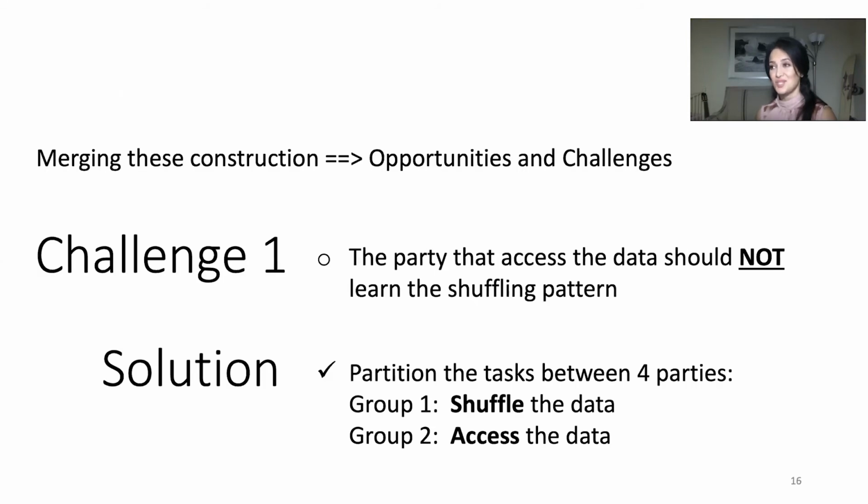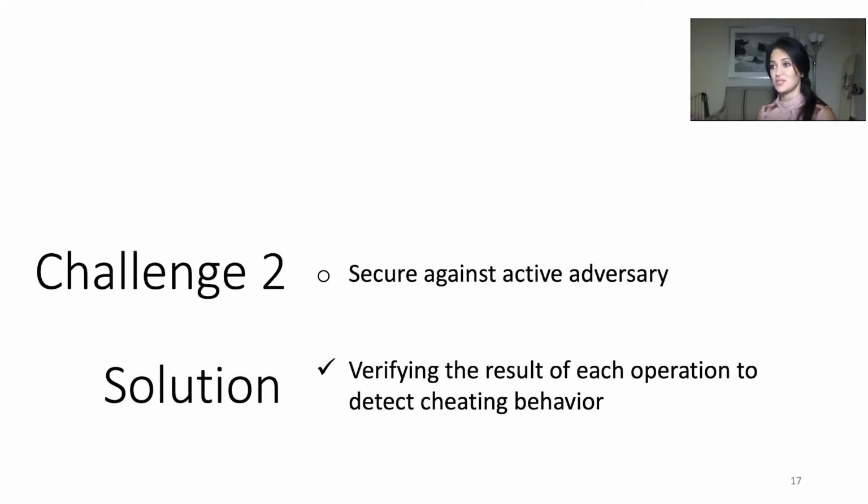However, merging these constructions wasn't like plug and play, and it had its own challenges. For example, to preserve the privacy of users' data, the party that was responsible to access data shouldn't learn the shuffling pattern. So to solve that issue, we partitioned these tasks between 2 groups of parties. The first group is doing the shuffling, while the other group is accessing the data. And I'll show it to you in the next few slides.